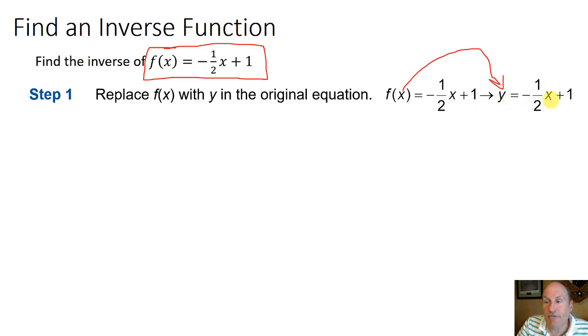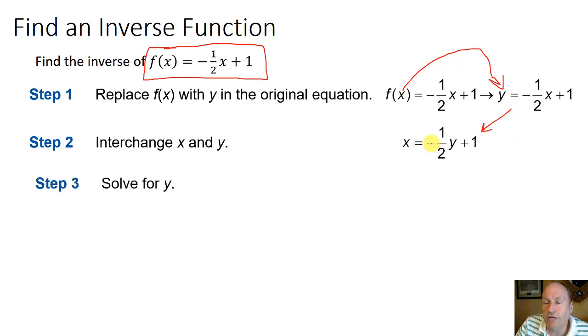Now we're going to swap out the x and the y. And that's what inverses do. They interchange or swap the x and y coordinates. So when we do that, we create this equation, x equals negative 1/2 y plus 1. Now we've got to solve it for y, and y will become the inverse.